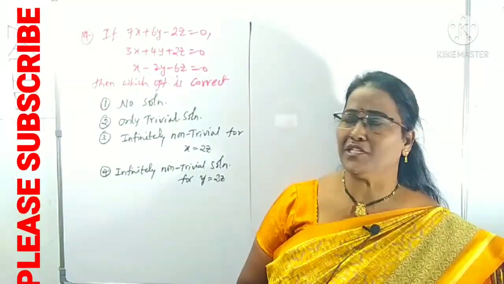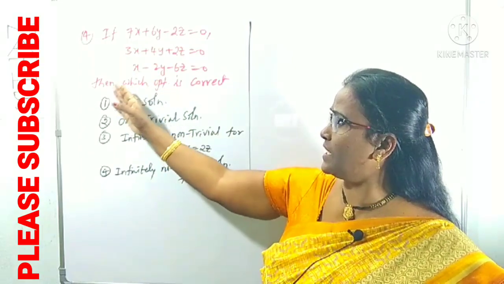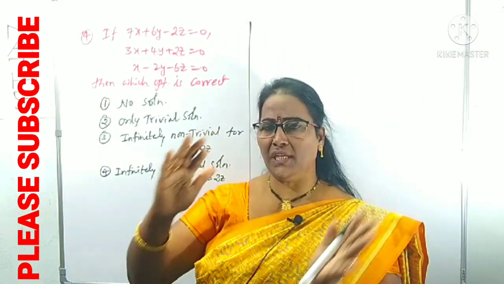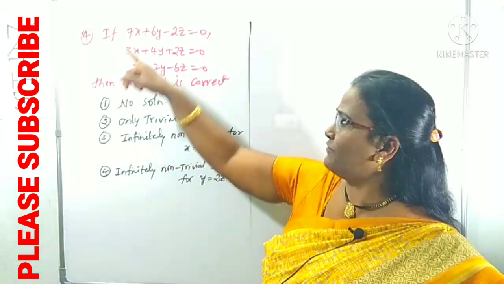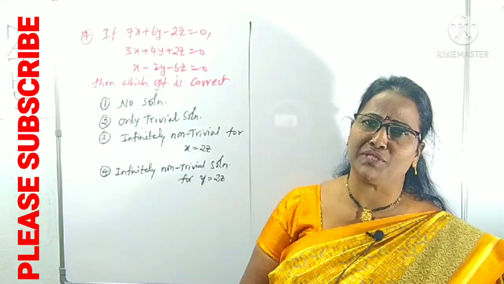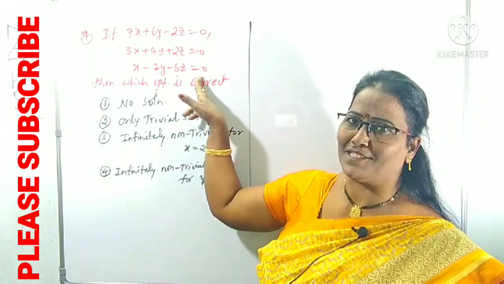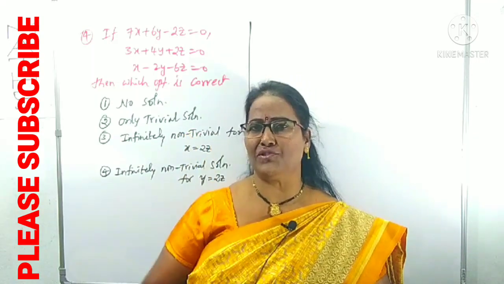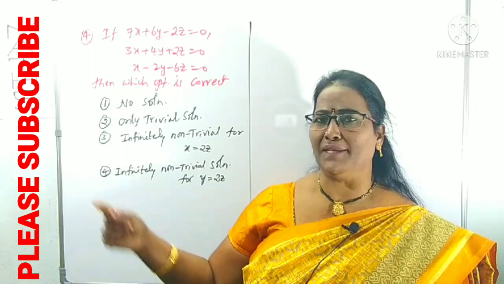See the next question, number 4. What is given here? Three equations are given, and we have to recognize which option is correct. First of all, you have to recognize what the given system is, homogeneous or non-homogeneous. It's clearly homogeneous because all constants are zeros. In case of homogeneous, you know that there will be 2 types of solutions. What are those? Unique solution or infinitely many solutions.